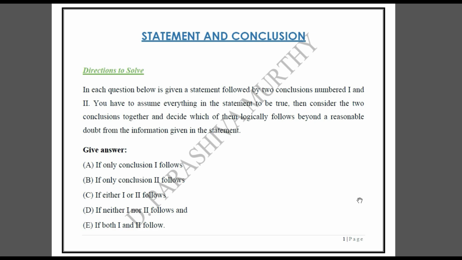So in this class, we are going to start with the statement and the conclusion. Whatever I have mentioned in the previous class about the various options given, the options are the same in statement and conclusion also. So you will have 5 options. If you think conclusion 1 follows, then mark A as the answer. If you think conclusion 2 follows, mark B as the answer. If you think either conclusion 1 or conclusion 2 follows, then mark C as the answer. And if you think both the conclusions are not correct, then mark D as the answer. And if you think both are correct, then mark E as the answer.